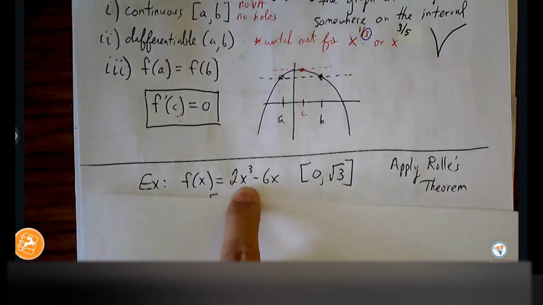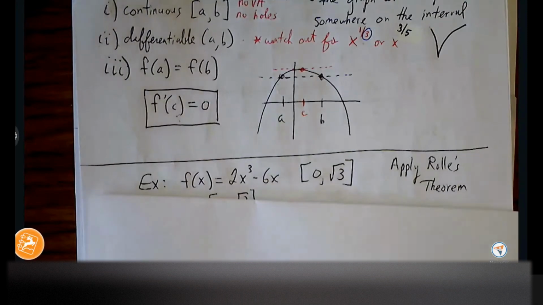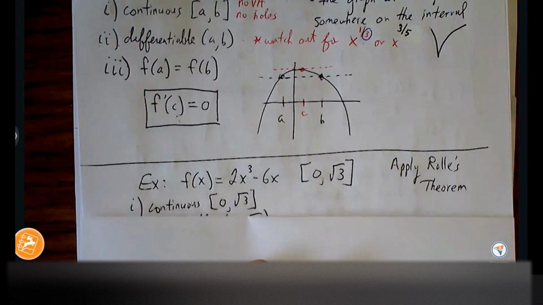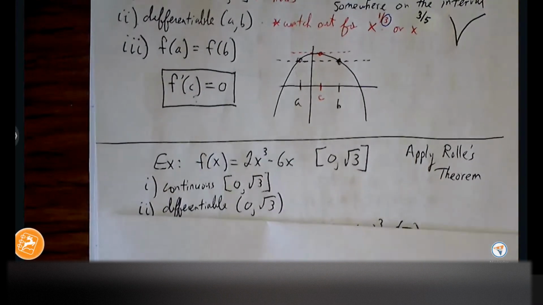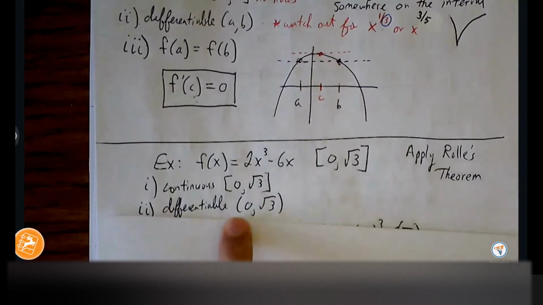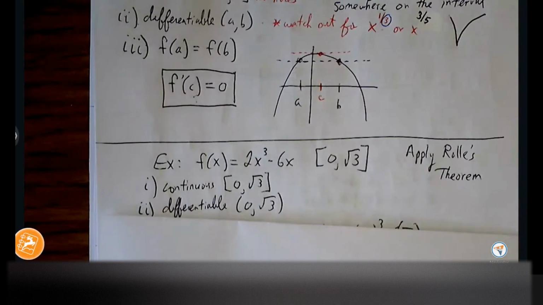Okay, so the first thing I notice is I've got a nice polynomial. So continuity and differentiability are not going to be an issue. We know those first two conditions are good to go. Remember, continuity is with brackets. Differentiability is with parentheses.